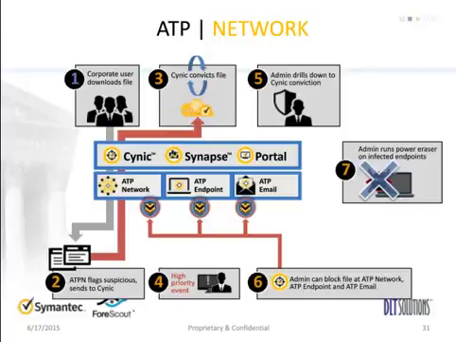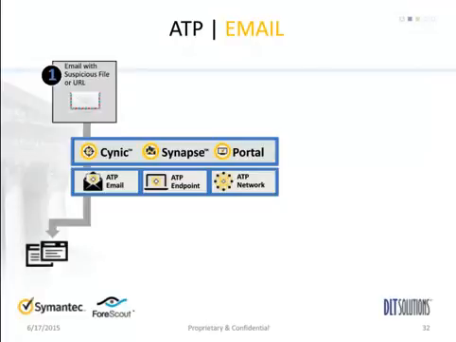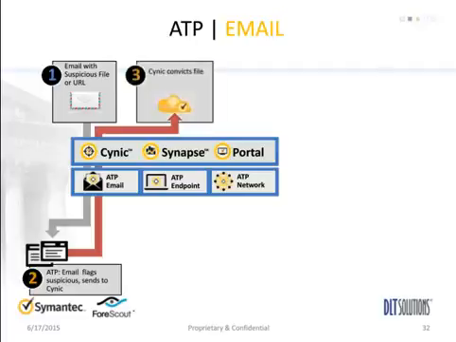The same can be said from the email perspective. URL comes in. It's a suspicious file or URL. That's flagged and, again, sent to Cynic. Cynic convicts that file, and we have the same flow as we saw with the previous use case example. And then lastly, the endpoint.